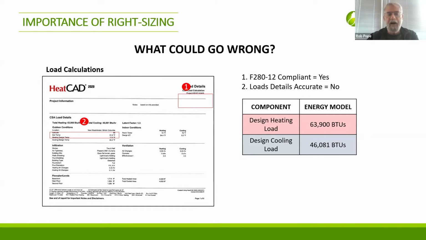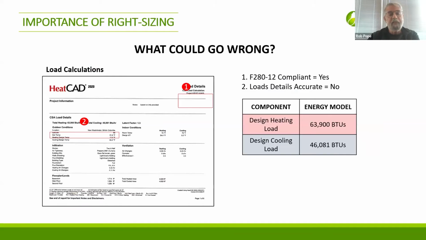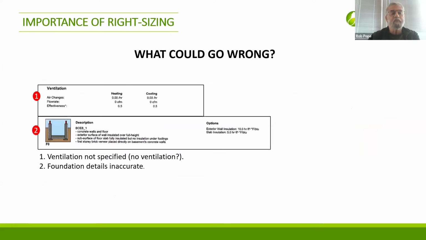Now, let me just go back and remind you what the actual is. See there, the 23,355 for heating and 27,695 for cooling. But this is what they came up with. Okay. Oversized heating by 185%, cooling 66%. So what were the inputs that created that discrepancy from one set of load calculations to another?